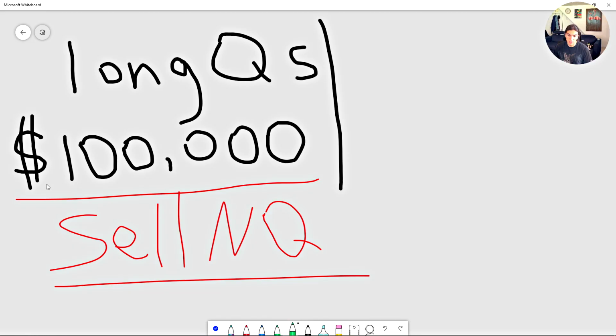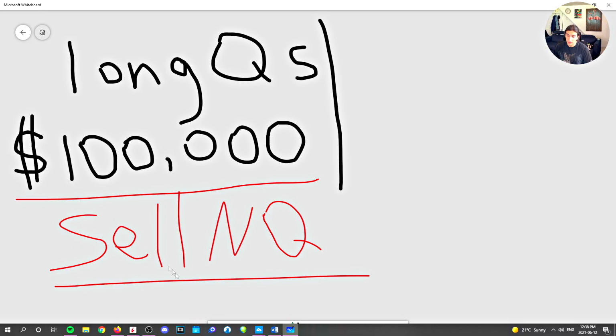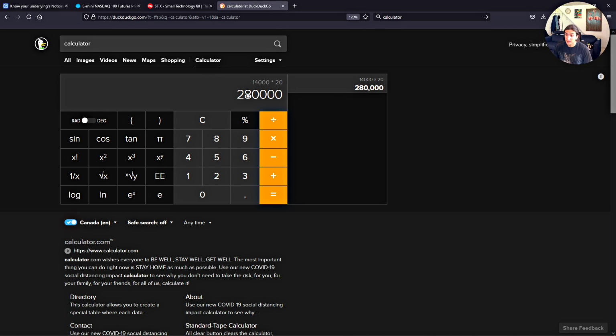$280,000. The value of our underlying position is only $100,000. So this futures contract is clearly too big for our account. Because if we sold one NQ, we would be selling $280,000 worth of Nasdaq.